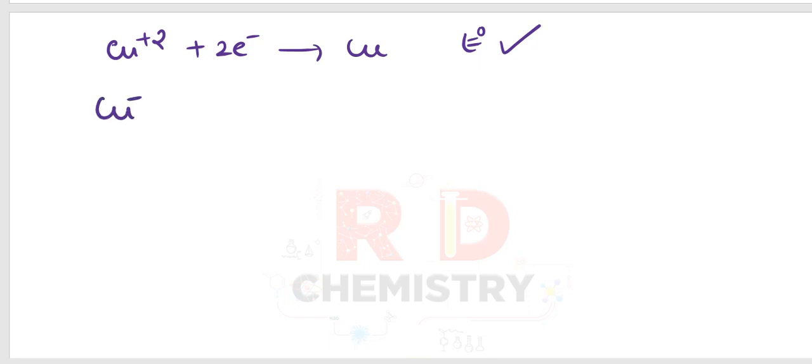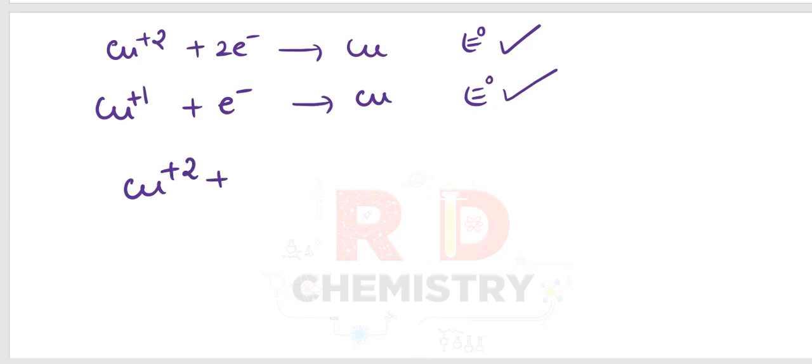Students, now consider a set of reactions like copper plus 2 takes up 2 moles of electrons and becomes copper. Assume the E naught value is given. Then copper plus 1 takes up 1 electron becoming copper 0. Say for this also the E naught value is given. Now the question is: copper plus 2 takes up 1 electron becoming copper plus 1. How do you calculate its E naught value?